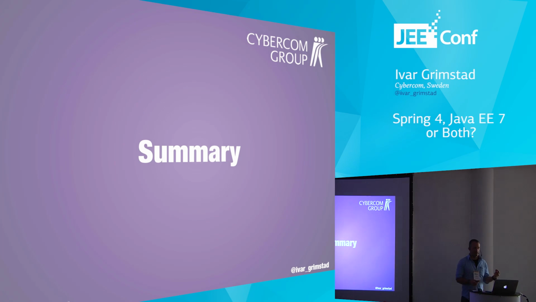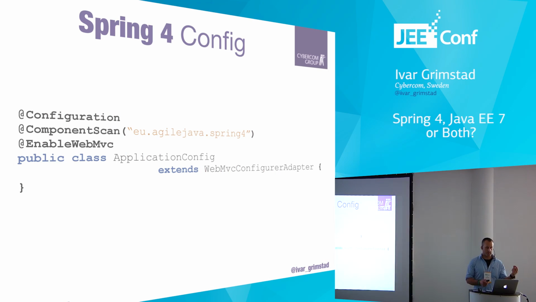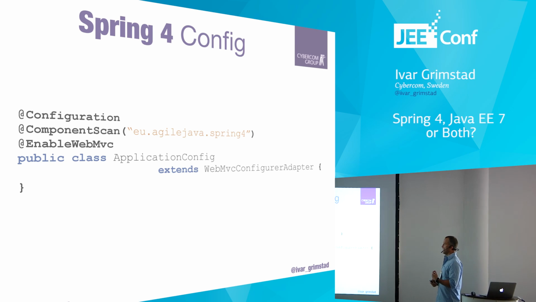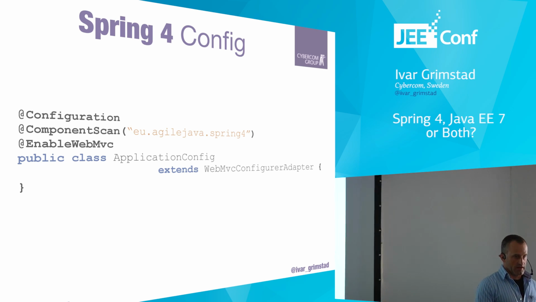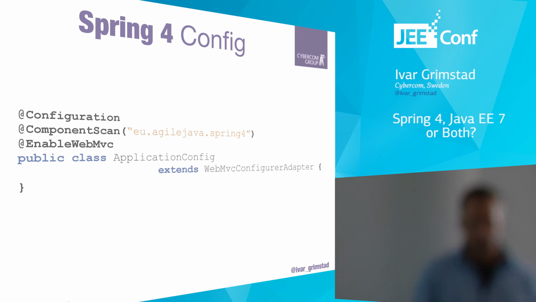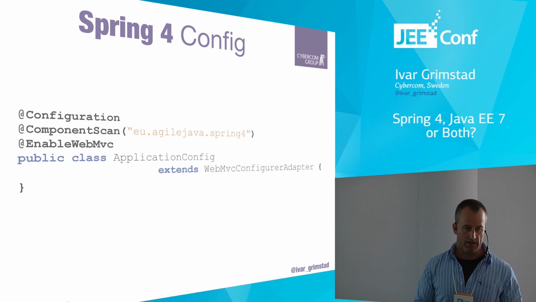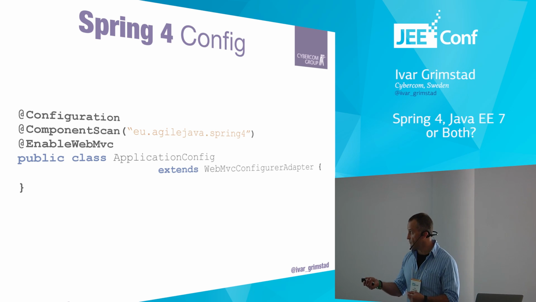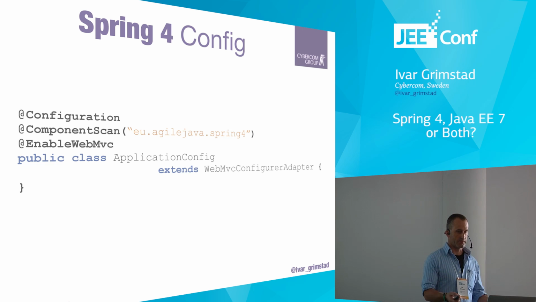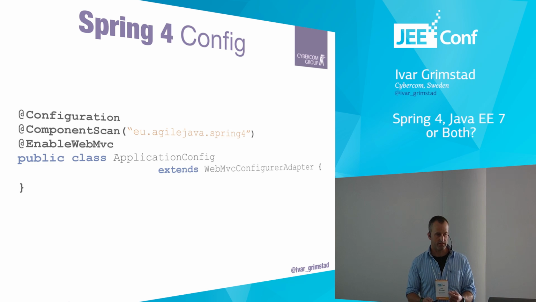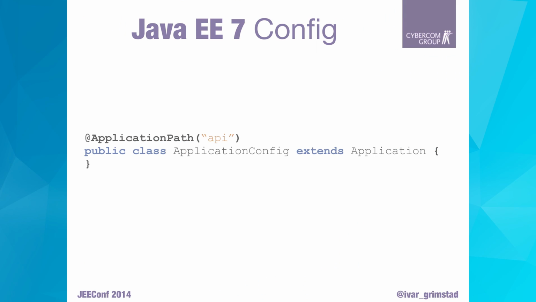So, that concludes the demo part of this application. And let's sum up what we did here. The Spring 4 configuration is the equivalent of the web.xml configuration. And the EnableWebMvc is the special annotation and the special XML file which we usually use for Spring and Web MVC. The Java EE configuration doesn't need anything more than the application path for the JAX-RS application in this case.